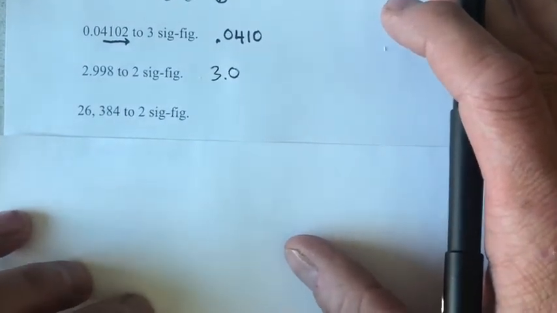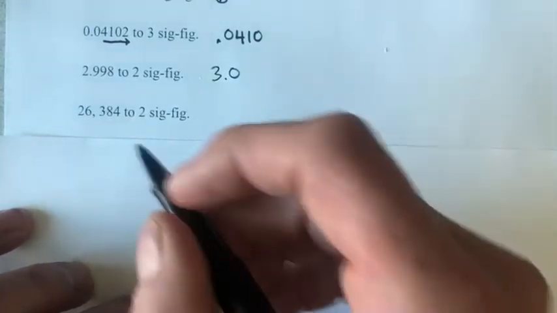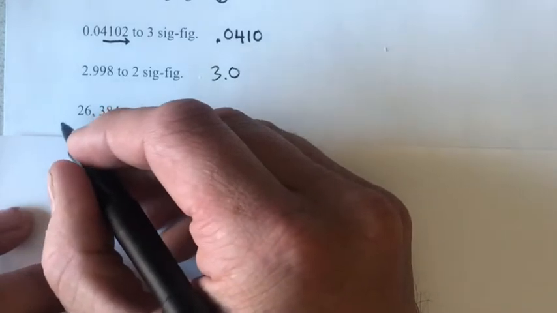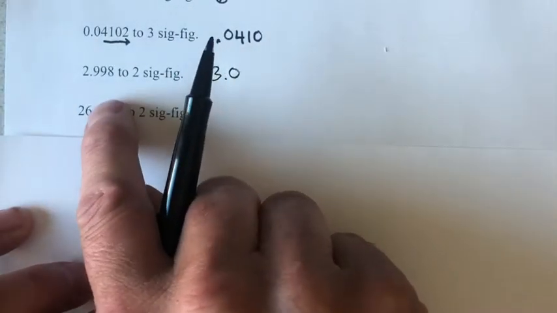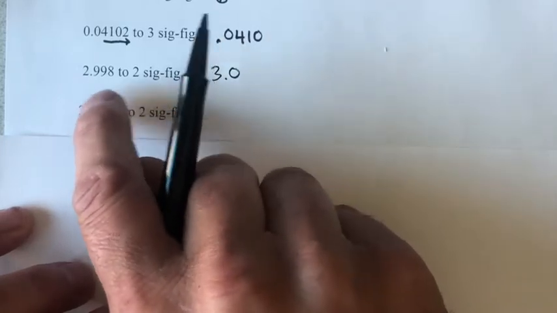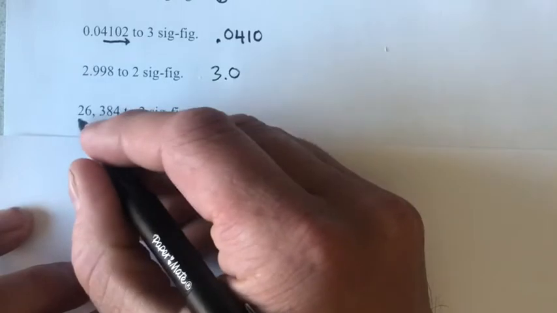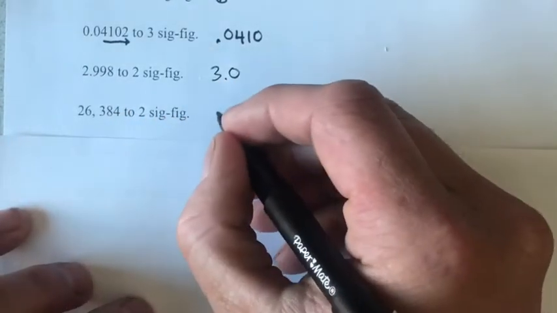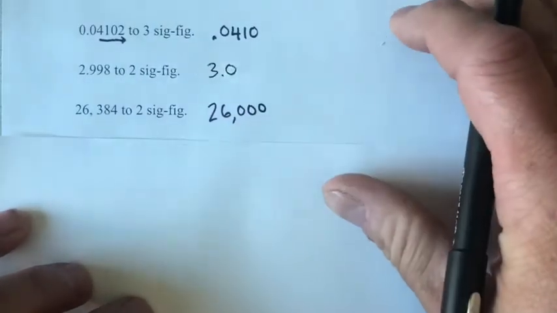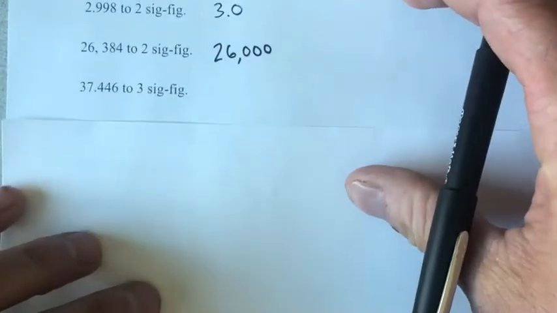Okay. Here's 26,384. Let's round that to two significant figures. So, all of these numbers are significant reading from left to right. Our two significant figures are the 2 and the 6 right here. So we just have to see how the third number affects the second. That 3 is not enough to round up, so this is 26,000.